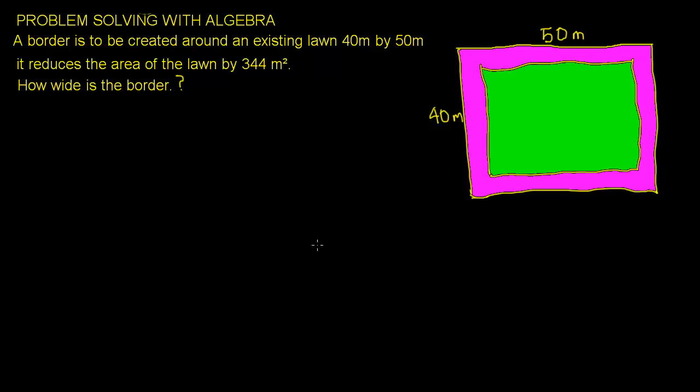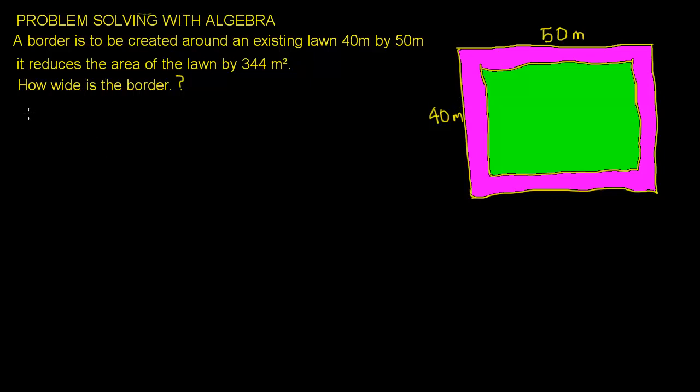Problem solving with algebra, solving word problems using algebraic techniques, in particular quadratic equation type situations. A border is to be created around an existing lawn, shown in green here, 40 by 50 meters. Around the outside, the border reduces the area by 344 meters squared. So what we need to do is find out how wide the border is.